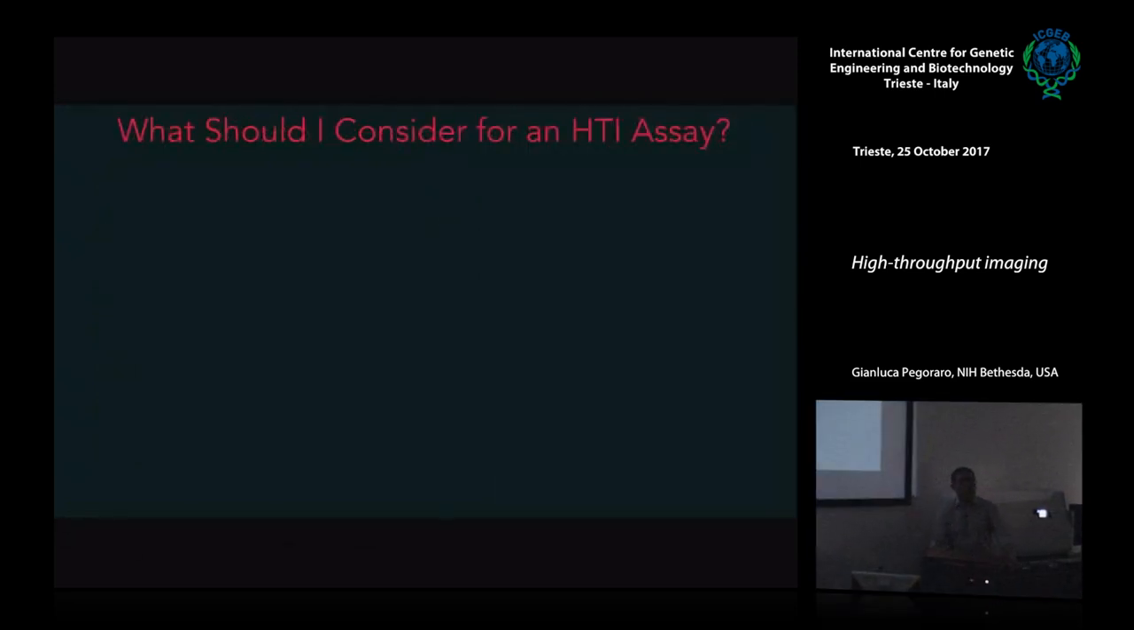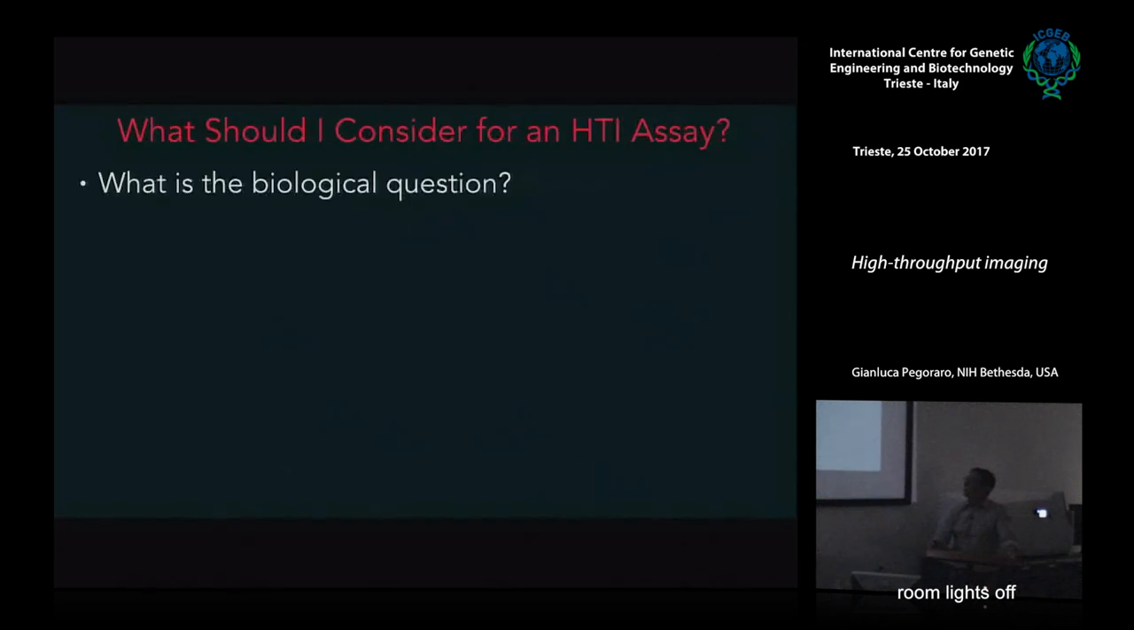In terms of what to think about when thinking about high-throughput imaging assays, the first and most important question is, what is the biological question? This is not very different than any other experiment, but it's very, very important to decide from the very beginning what it is that we want to know, what it is that we are asking, because this will determine all the following steps.